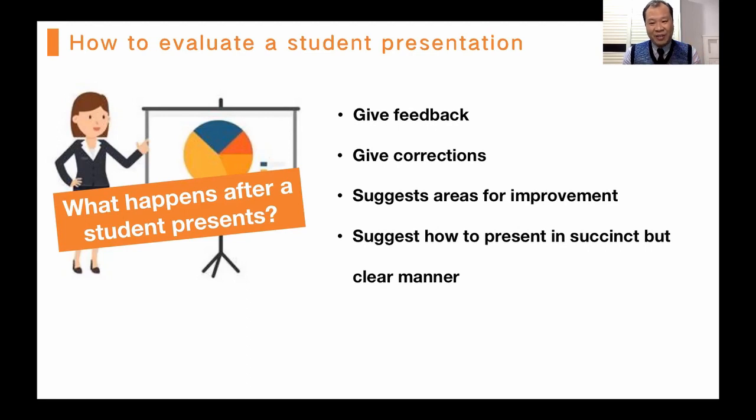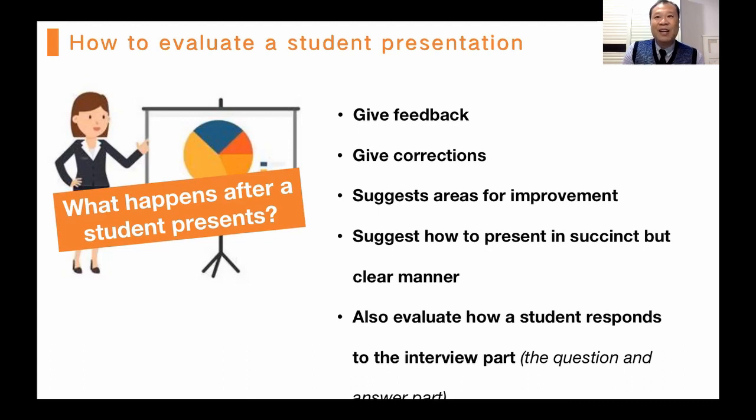Or you could also help the student how they can make their sentences shorter and clearer. They have this tendency to beat around the bush. So you have to guide them on how to present their ideas in a very succinct and clear manner.